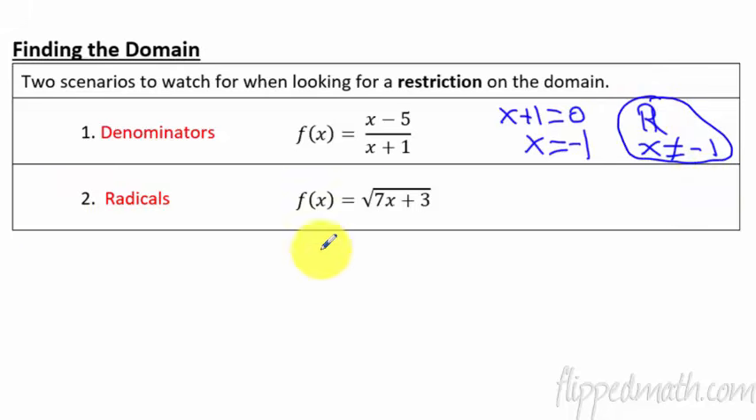Second one, radicals. Radicals cannot be negative. So what we're going to say to set up the domain, we'll just say take anything that's underneath a radical. In this case, it's 7x plus 3. And you're going to say that has to be greater than or equal to 0. And then you solve it. And what do you end up with? X is greater than or equal to -3/7. That is the domain for this radical. So that's the x values that you're allowed to plug in.